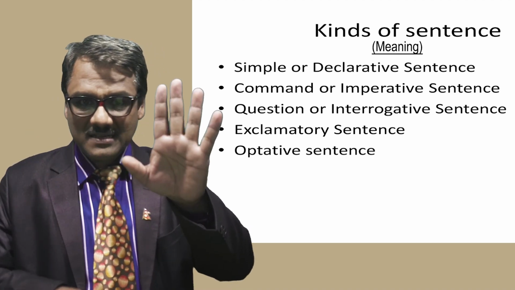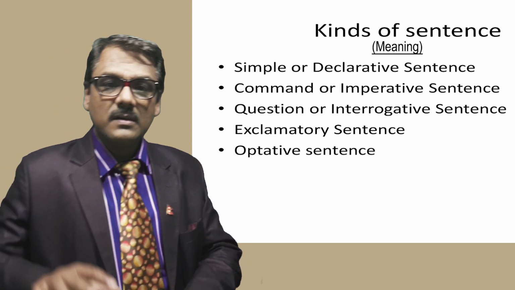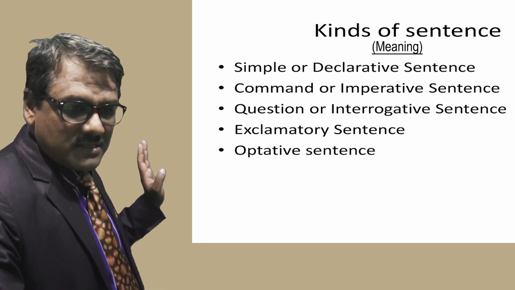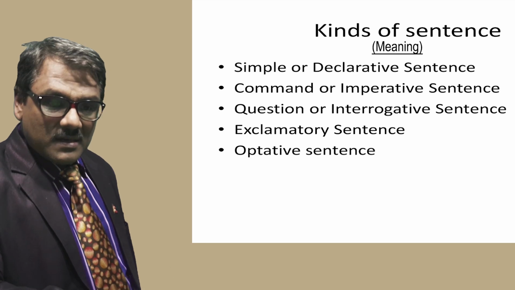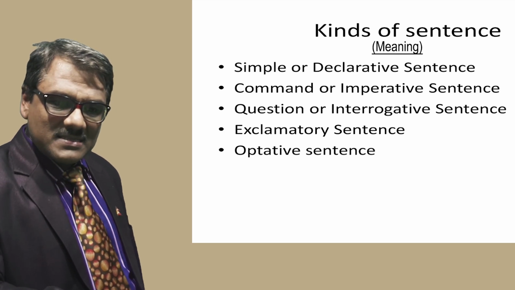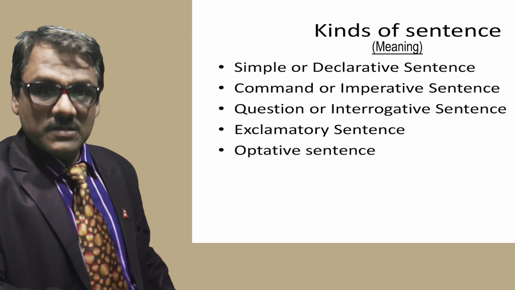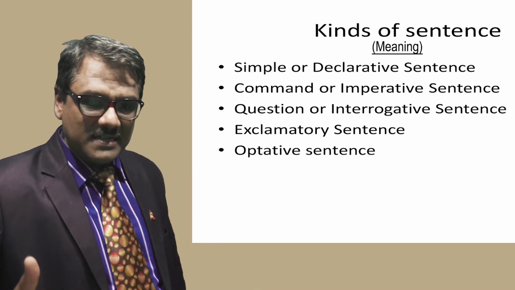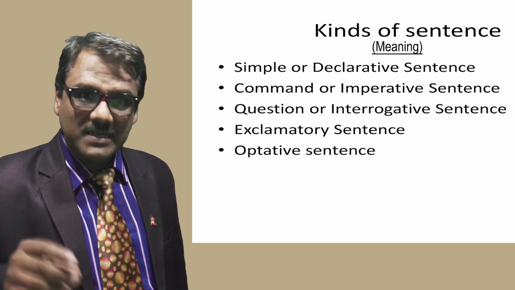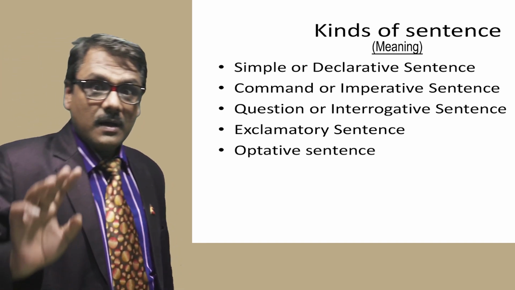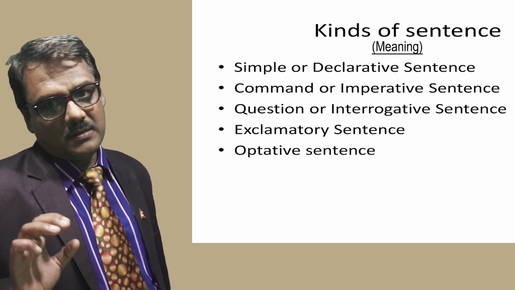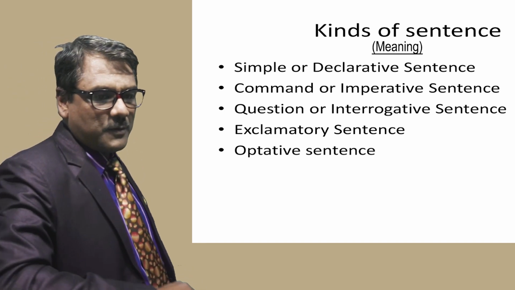On the basis of structures, there are three types of sentences. Now, on the basis of meaning, these are the kinds of sentences. See, simple or declarative sentence, command or imperative sentence, question or interrogative sentence, exclamatory sentence, and optative sentence. Okay, generally in our day-to-day life, we say declarative, imperative, interrogative, exclamatory, and optative sentence. So we will talk about all these kinds of sentences one by one. Okay, so let's move forward.